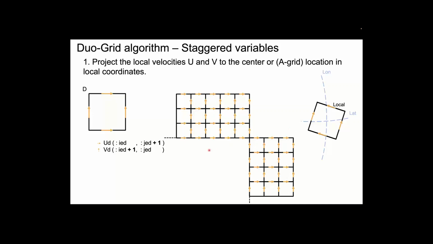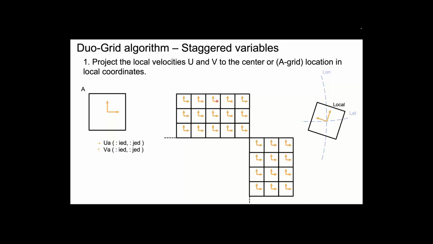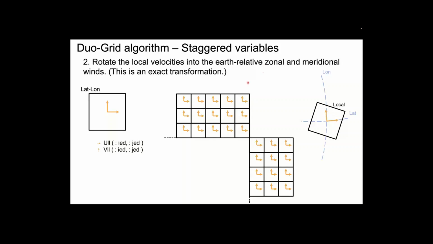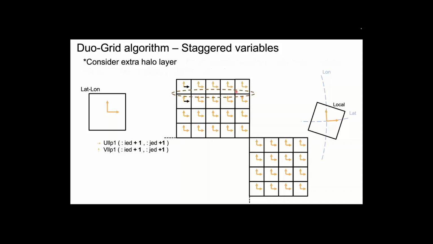So in FV3 we have local coordinates on each face of the cubed sphere. So first we have to project these components to the same location so we can build the velocity vector in one location. Then what we will do is basically we will rotate the velocity vector to the Earth relative zonal and meridional to get the Earth relative zonal and meridional wind on the latitude longitude grid for all the faces. What we will do next, we will consider a fourth halo layer.